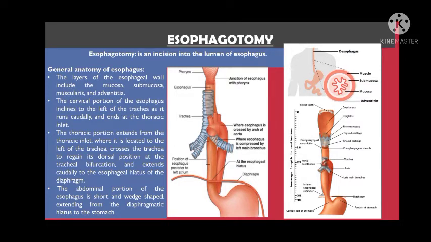Now, before this, we look at general anatomy of the esophagus. The layers of esophagus walls include mucosa, submucosa, muscularis, and adventitia. The cervical portion of the esophagus inclines to the left of the trachea as it runs caudally and ends at the thoracic inlet. The thoracic portion extends from the thoracic inlet, where it is located to the left of the trachea, crosses the trachea to regain its dorsal position at the tracheal bifurcation, and extends caudally to the esophageal hiatus of the diaphragm. The abdominal portion of the esophagus is short and wedge-shaped, extending from the diaphragmatic hiatus to the stomach.